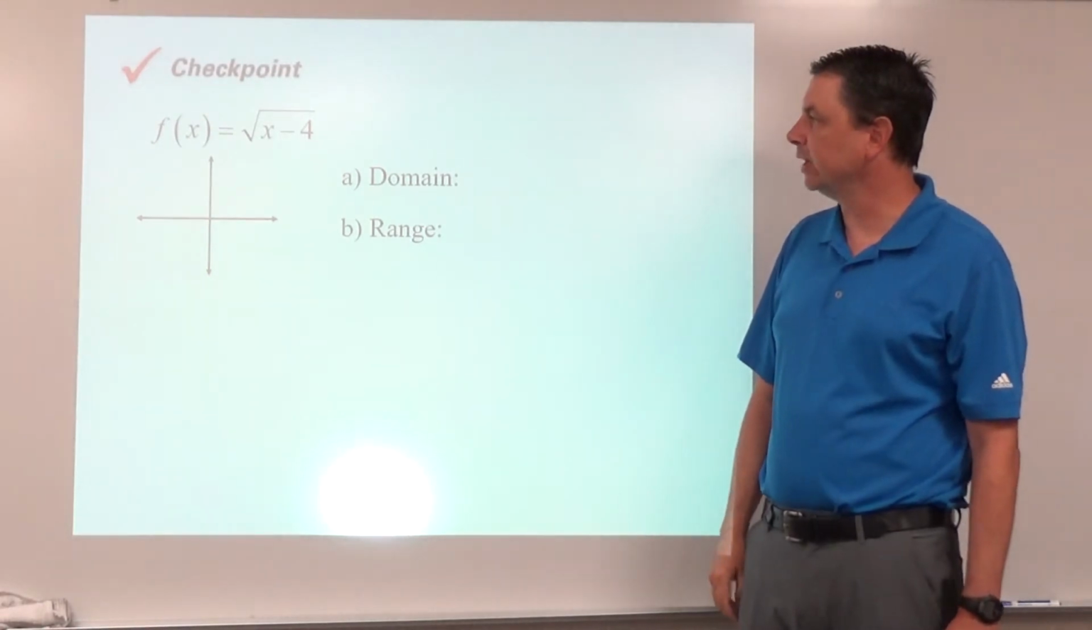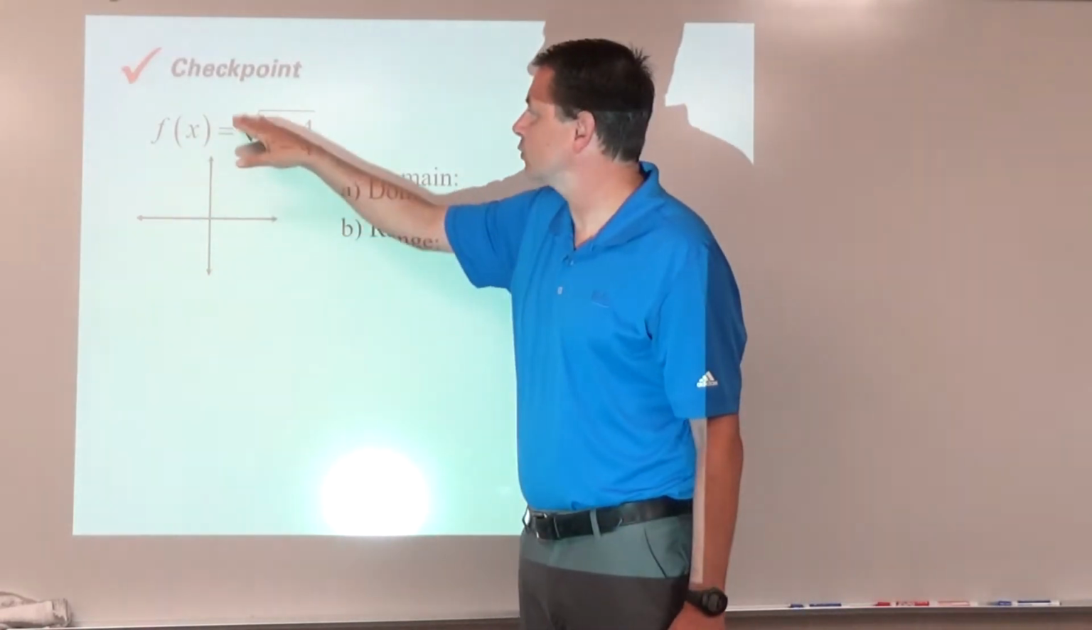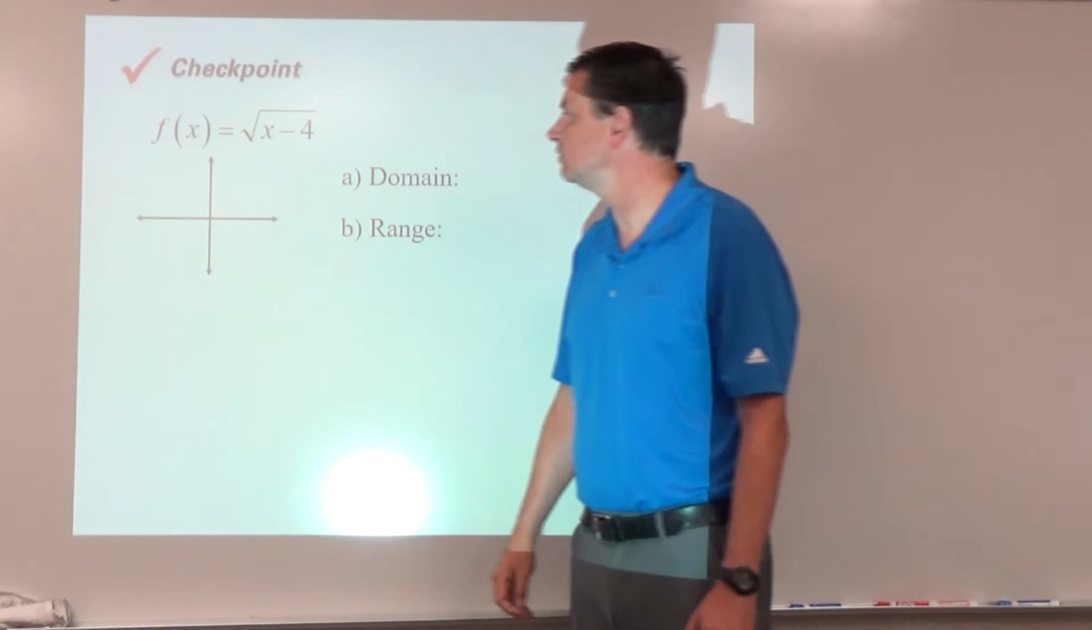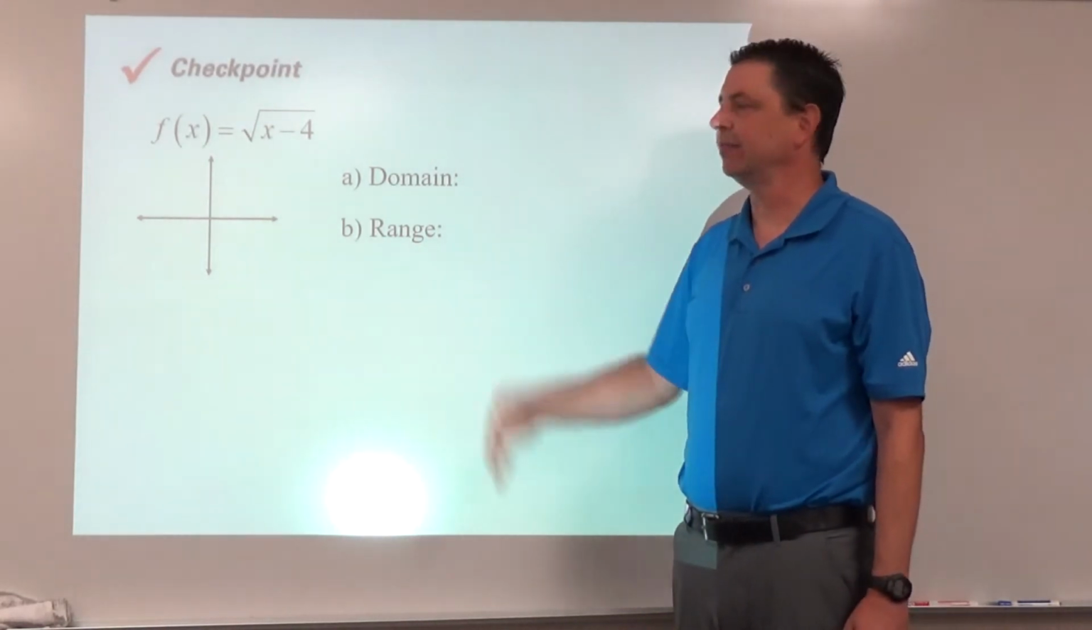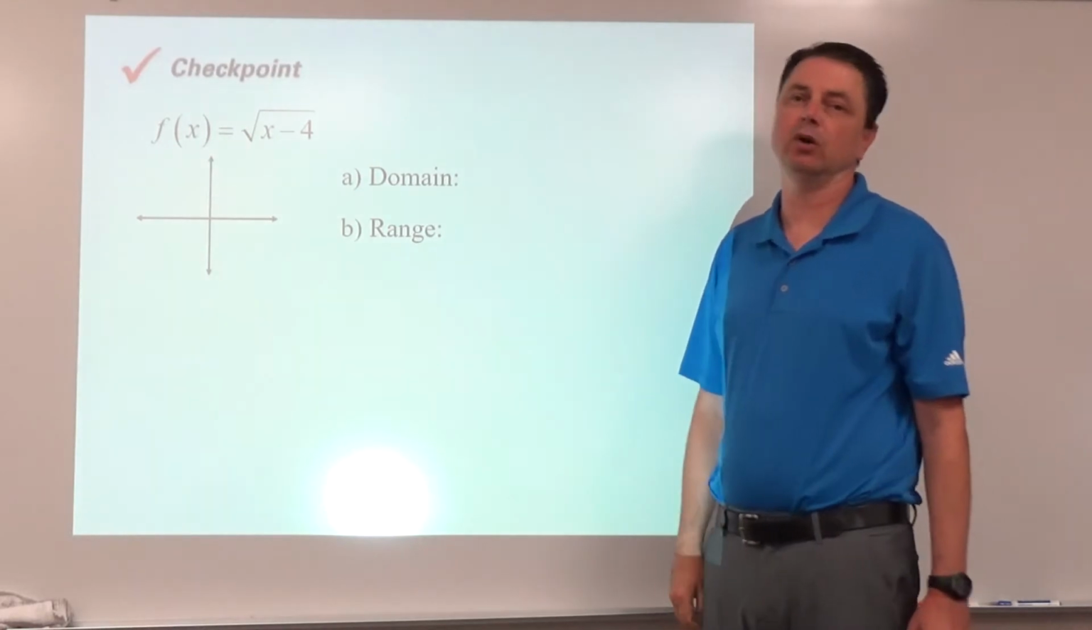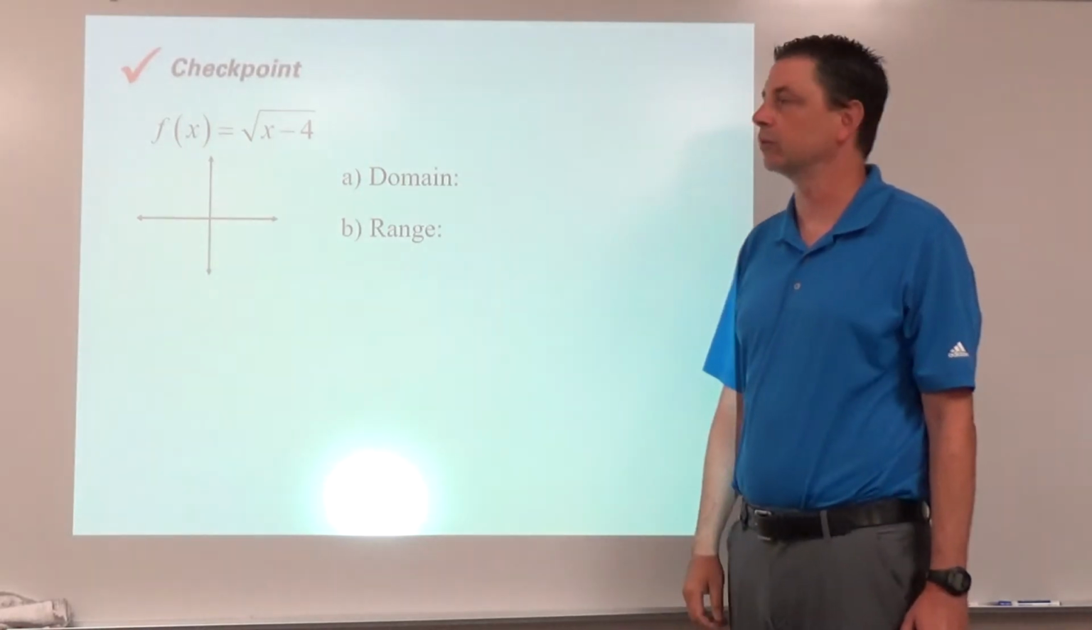All right, checkpoint. Think of the function f of x equals the square root of x minus 4. And think of what the domain and the range would be. Pause the video here until you can come up with a response.